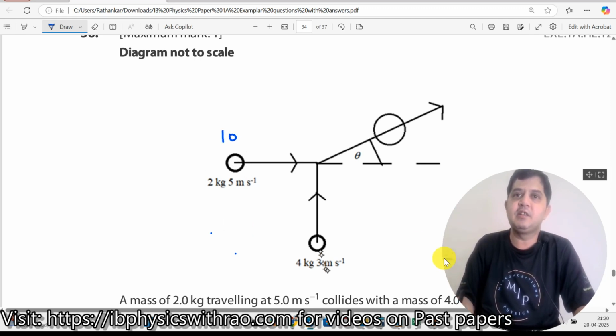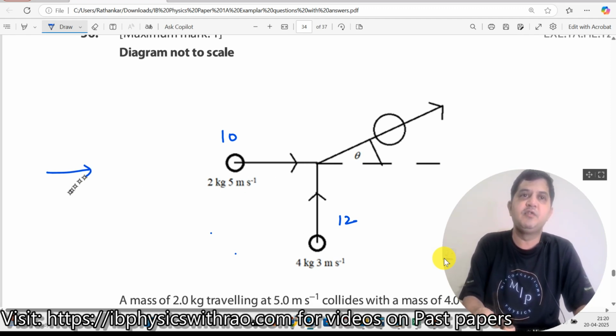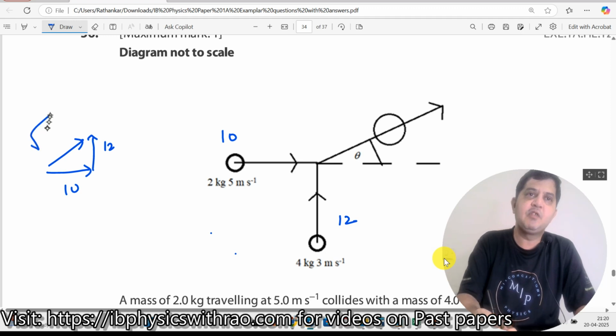Momentum here is 10. What is the momentum here? 12 over here. We need to find the resultant. So these two are vectors. When they are vectors that align at an angle of 90 degrees, then I usually use Pythagoras. What does the Pythagoras theorem tell you? It should be equal to the square root of 10 squared plus 12 squared. This should be the momentum.